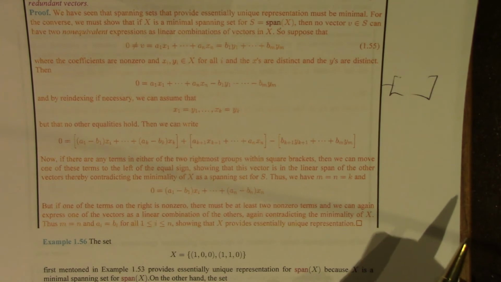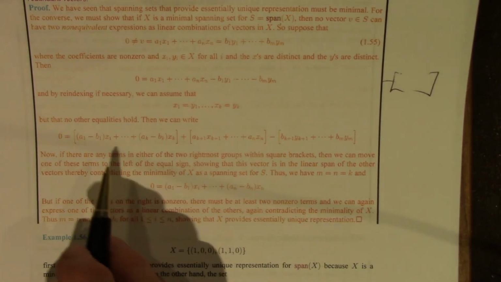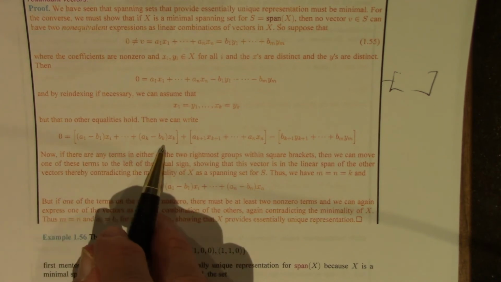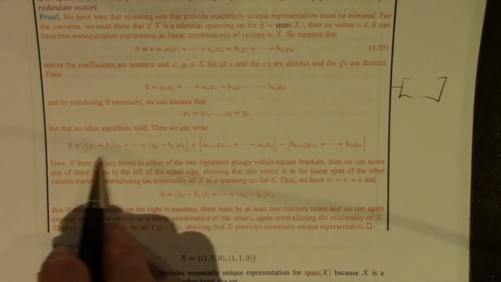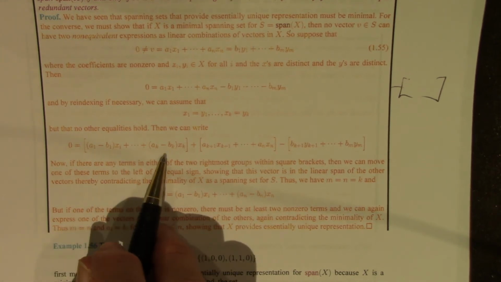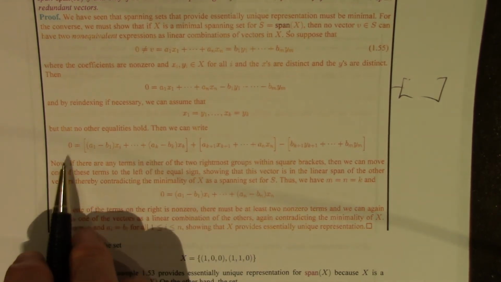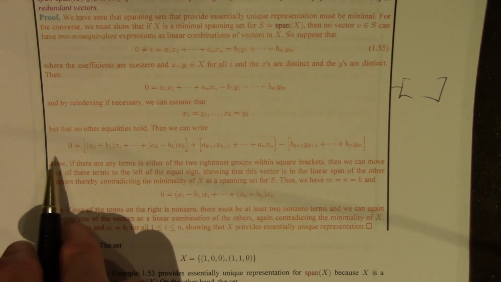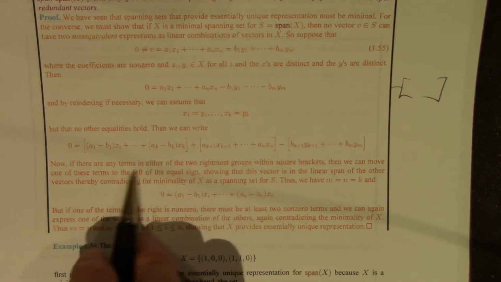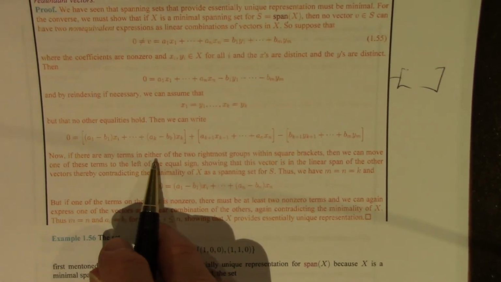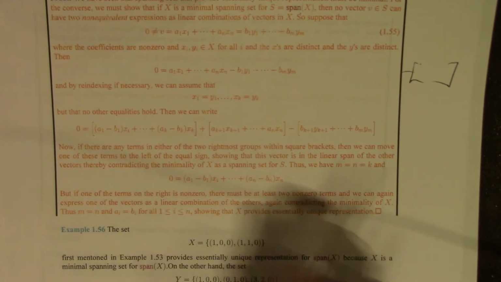But then if one of these terms in this set of brackets is non-zero, at least two of them have to be non-zero, and we can do the same thing we did earlier. Move one to the other side, express it as a linear combination of the other x vectors, again a contradiction to the minimality of X as a spanning set.